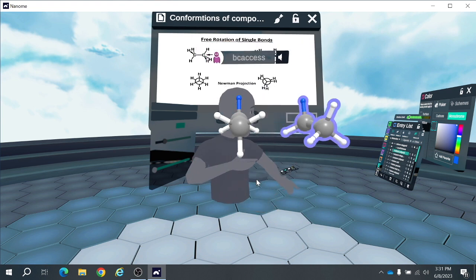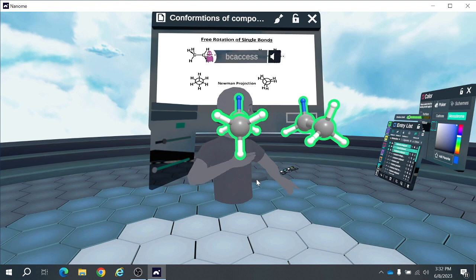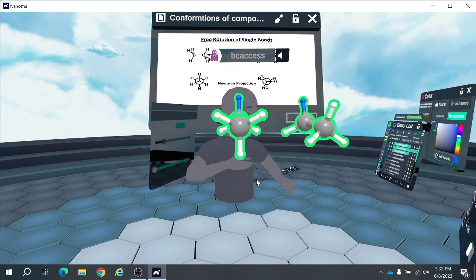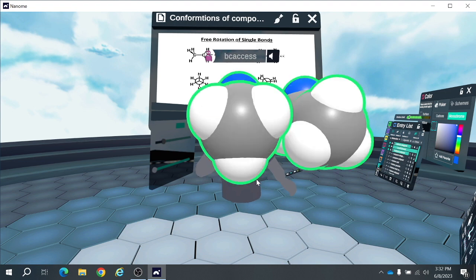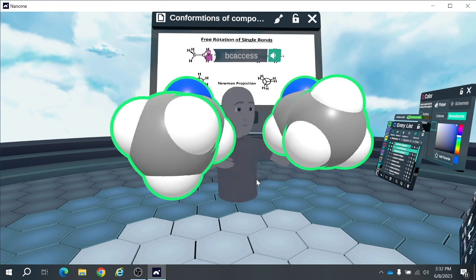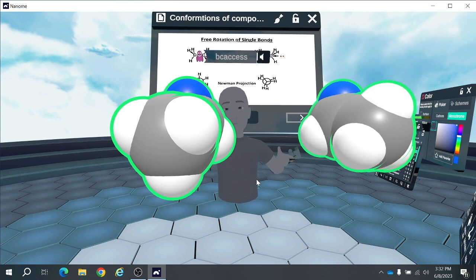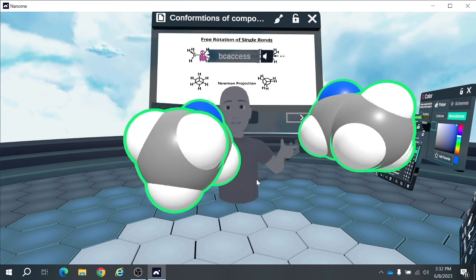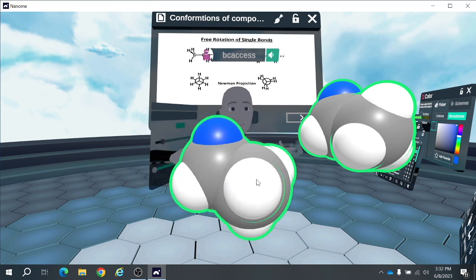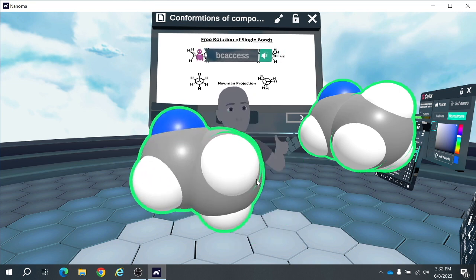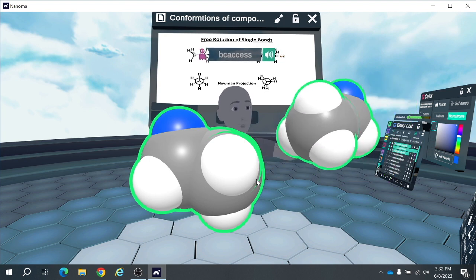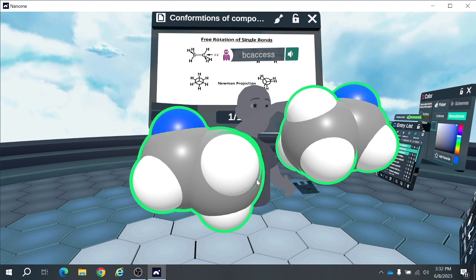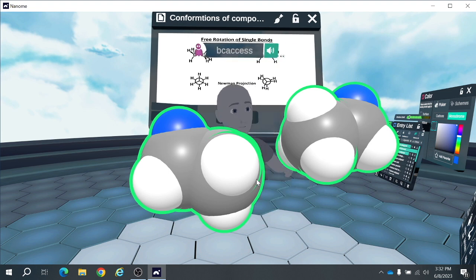Now let's take a look at these in a different way. Let's make them into space filling models. There we go. Now this is what's called a space filling model, or a van der Waals model. Now as you can see, the blue hydrogen seems to have a little bit more room in this model than in this one. In the eclipse version, you can see the blue hydrogen and the white hydrogen are just about, well, they are colliding with each other. They're in each other's way.